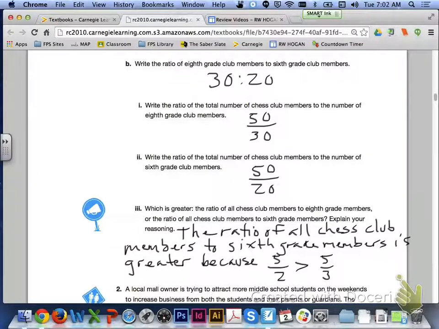So if you take a look at letter B, the ratio that you should have is 30 to 20. For Roman numeral number 1, the ratio of the total number of chess club members to the number of 8th grade club members is 50 to 30. For Roman numeral number 2, the ratio of the total number of chess club members to the number of 6th grade club members is 50 to 20. And for Roman numeral number 3, which is greater, the ratio of all chess club members to 6th grade members is greater, because 5 to 2 or 50 to 20 would be greater than 5 to 3 or 50 to 30.